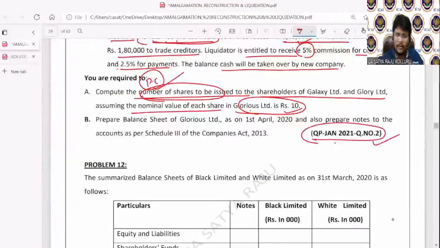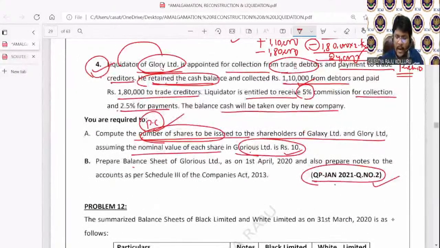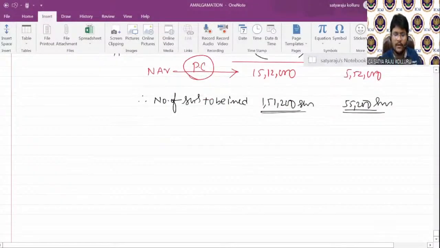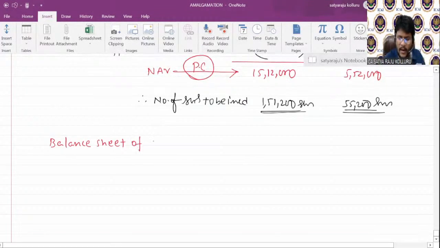Next question: prepare the balance sheet of Glorious Limited as on 1st April 2020 and also prepare the notes to the accounts as per Schedule 3 of the Companies Act 2013. We need to prepare the balance sheet, guys. All of you please concentrate here. I have already done various balance sheets, so once again I'm preparing the balance sheet for your convenience. Balance sheet of Glorious Limited after amalgamation.